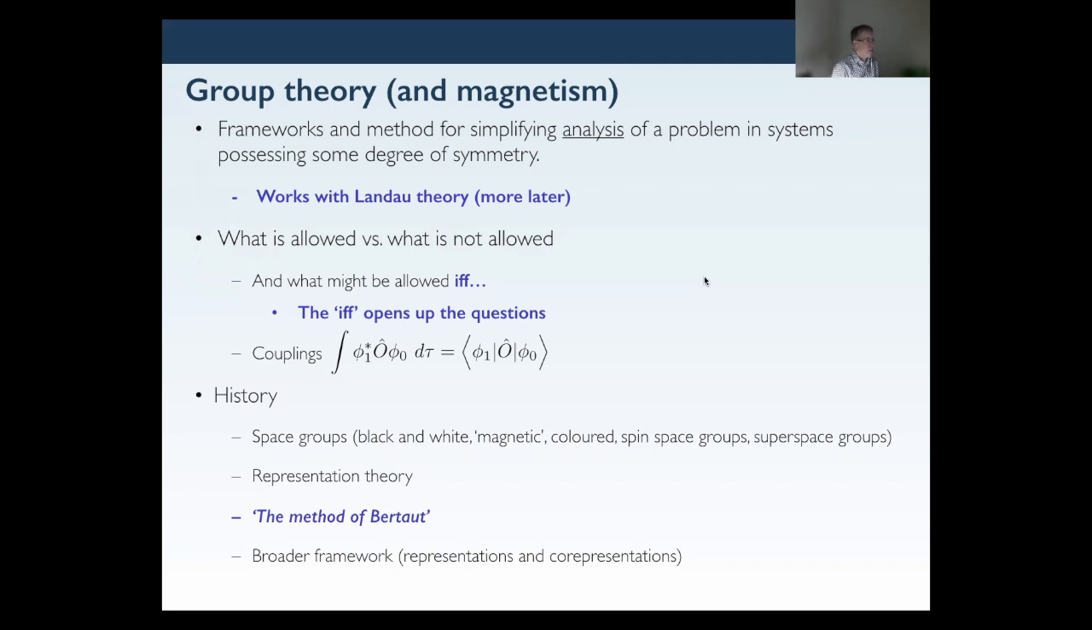When we bring in Landau theory, we start creating rules. We start gaining this picture of what is allowed and what is not allowed, or what might be allowed under certain circumstances. As I said, history has left us with a wide variety of space groups. We have representation theory, and there's something called the method of Bertaut, which I'm going to be talking about next. But I want to expand upon Bertaut's original method and return to that of representation theory, connecting also with some of the work on space groups.